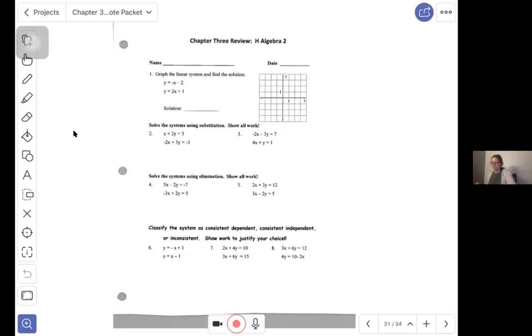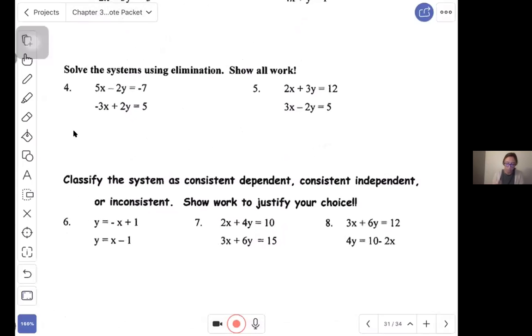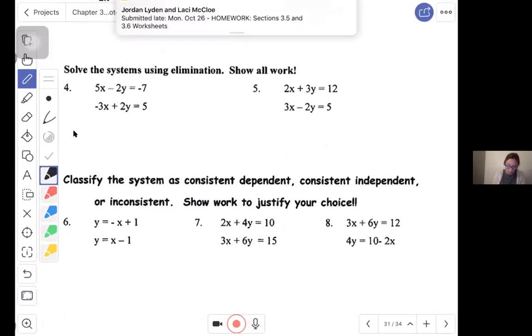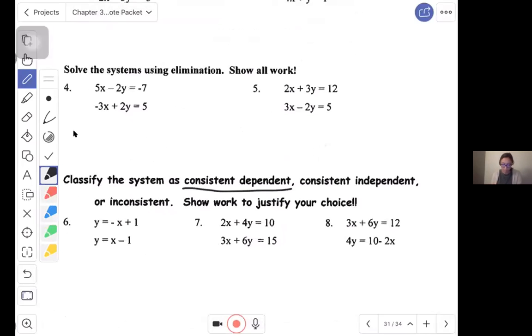All right. The first section I want to look at is the bottom of this first page. So it talks about classifying the system as consistent and dependent, consistent and independent, or inconsistent. So I just want to talk briefly about what each of these mean. We know that we are given two lines. And then when we are solving, we're going to find a solution. We're going to find no solution, or we're going to find infinitely many solutions.